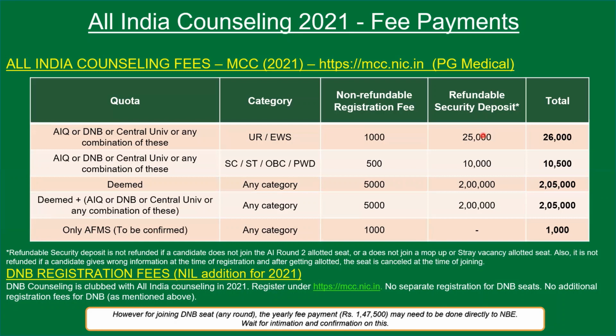1, you are allotted an All India Round 2 seat and you don't join the seat. 2, you are allotted an All India Mop-up seat and you don't join the seat. 3, you are allotted an All India Stray Vacancy seat and you don't join the seat. It is only in these 3 scenarios you would not be refunded your security deposit.